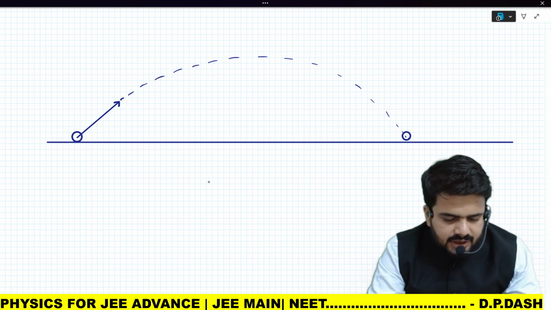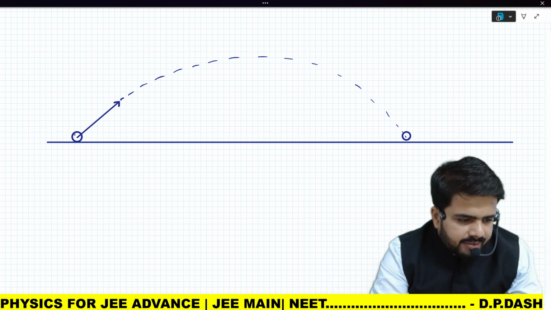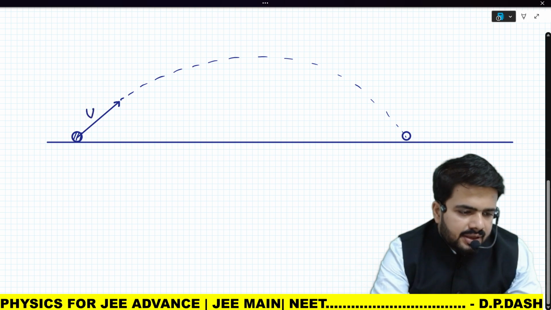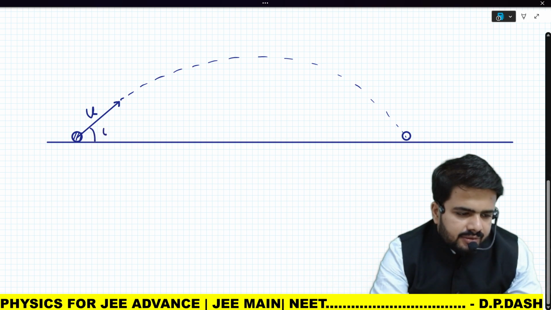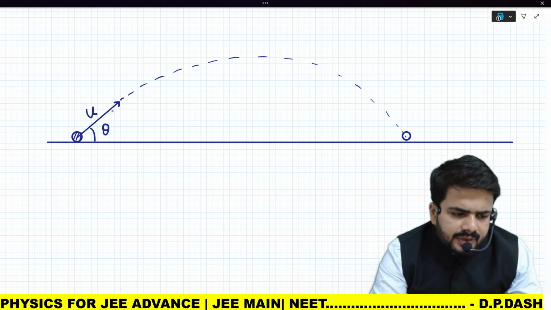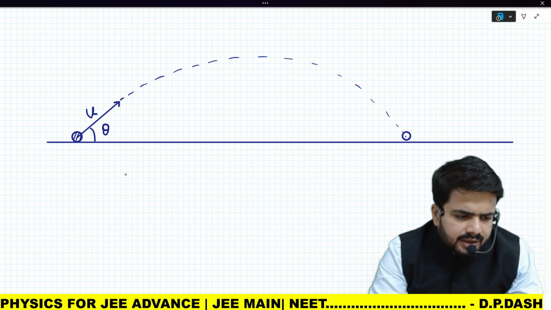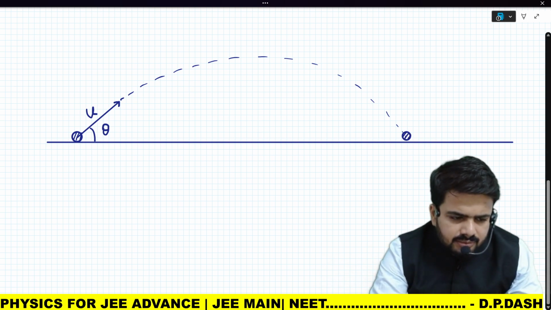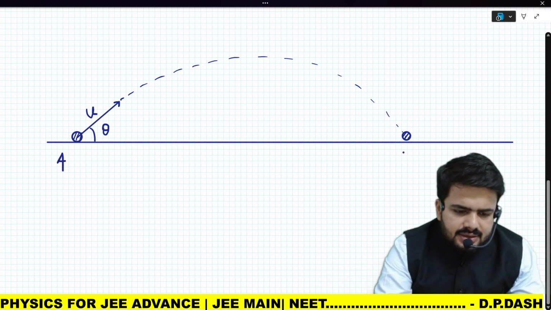Here in the diagram you can see I have taken a ball, and this ball is given an initial velocity, let us consider it is u, and it is thrown at an angle of theta with the ground. This projectile will now travel in air and cover a certain distance. After traveling for a certain time, it comes to the ground again. Let us consider this is point A and this is point B.